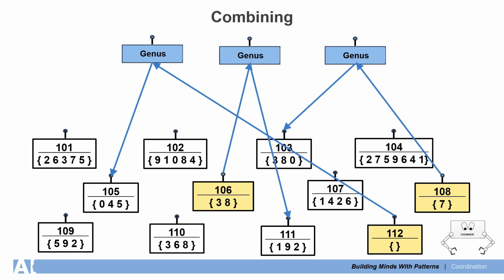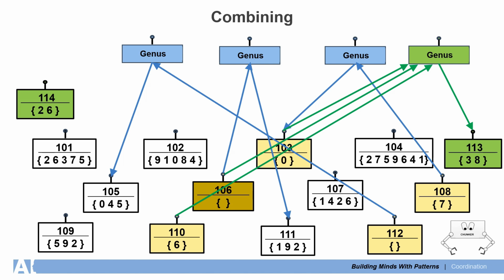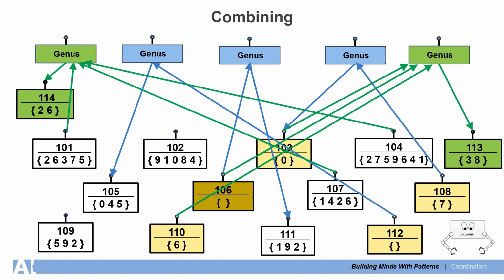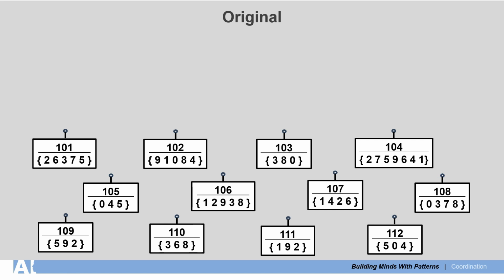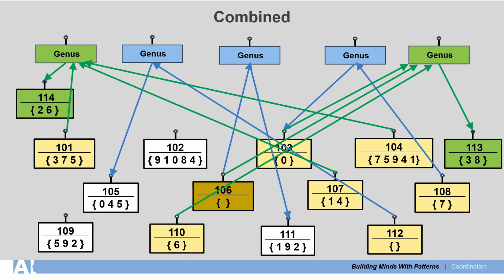Combining. The combining phase looks through pairwise all of the elements, looking for intersections. New categories are formed for the intersections, and hierarchies are created. Then redundant elements are removed from the leaves. The process continues until all elements in the hierarchy are compared. The original, the crunched, and the combined or chunked.